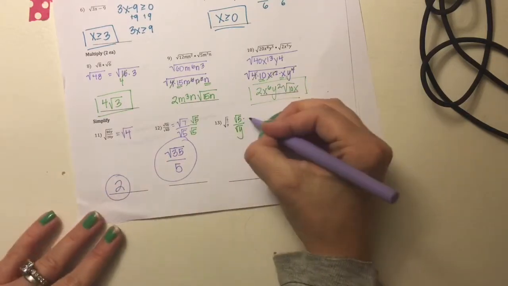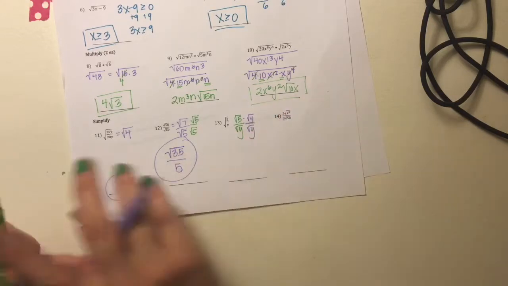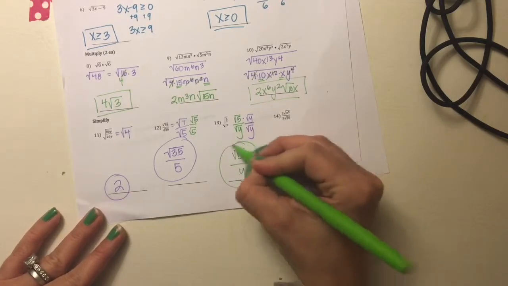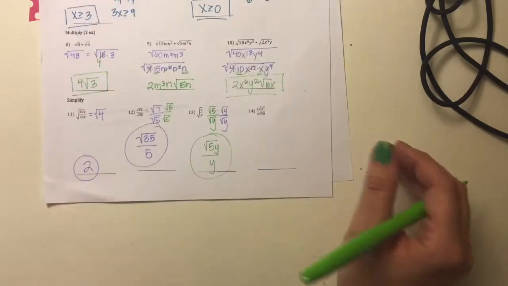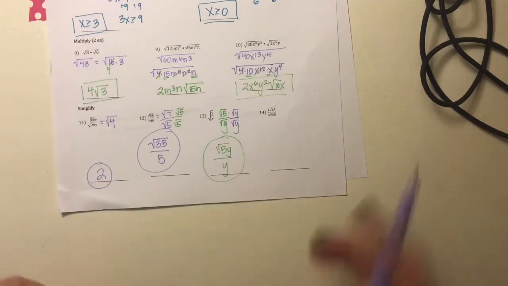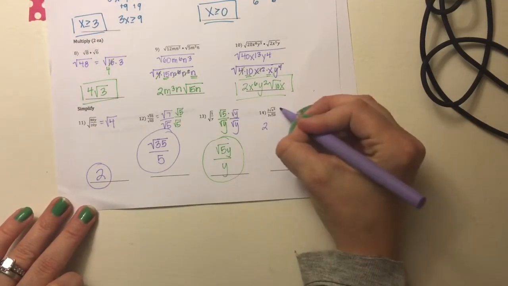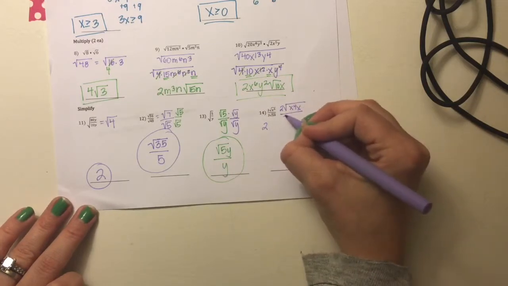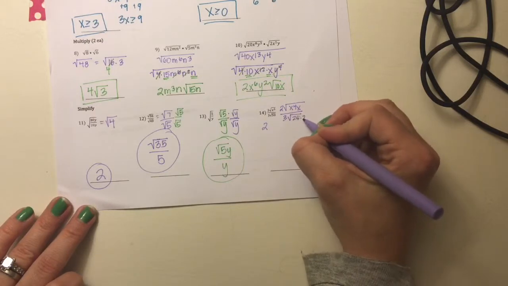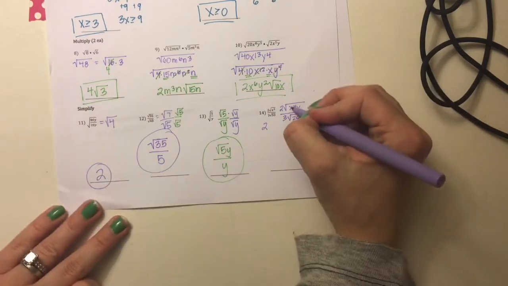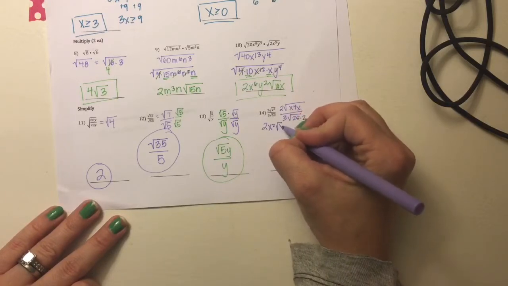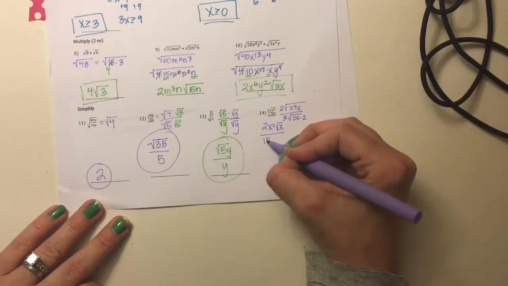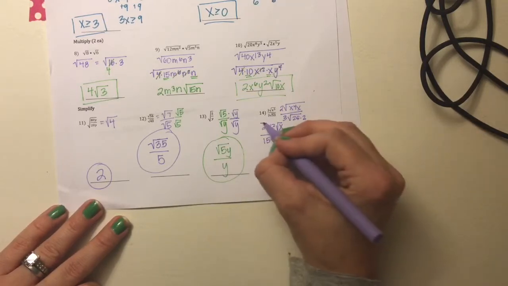So I'm going to rationalize it by multiplying the top and the bottom both by y. So I have the square root of 5y over y. And that's it. And then the very last one, I'm going to make this 2 times the square root of x to the 4th x over 3 times the square root of 25 times 2. On the top, the square root of x to the 4th is x squared, and I'm left with an x. On the bottom, the square root of 25 is 5, so 3 times 5 is 15, square root of 2. Draw a line.